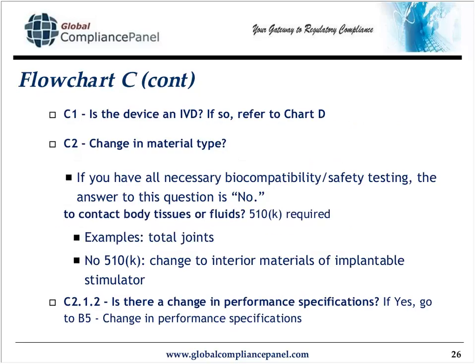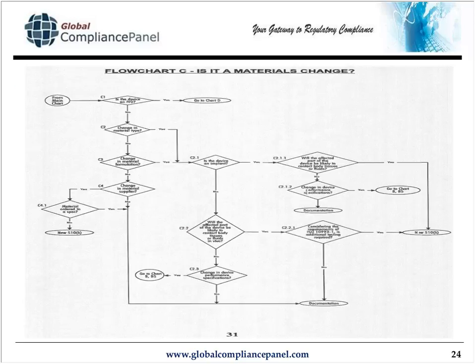The next question in the draft here is if C2.1 is no, not an implant, and C2.2 is no, it's not. The part I'm changing is going to be completely internal to the operation of the device. Am I changing the device performance specifications? Well, if I am, as you recall, flowchart B dealt entirely with performance specifications. So this directs me now back to that chart. And if I'm not changing device performance specifications, then I can merely include documentation.